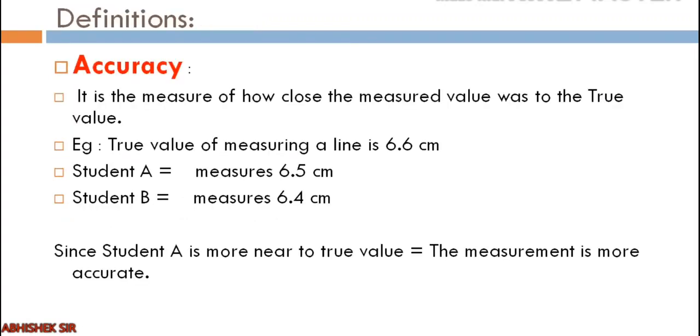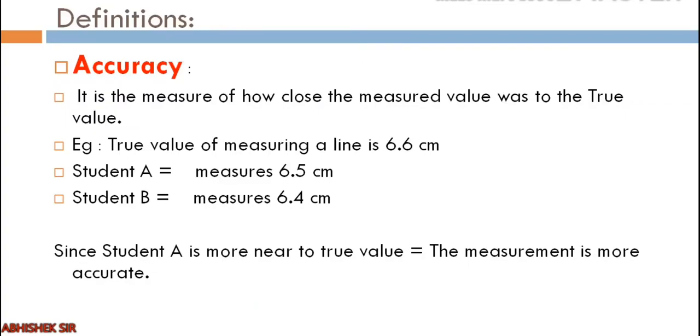Now the first topic is accuracy. Accuracy is the measure of how close the measured value was to the true value. You see, every measurement is limited by two things. The first thing is the measuring instrument, the limits of the measuring instrument, and second is the skill of the person who is making the measurements, right? So every measurement is limited to the instrument and the skill of the person.